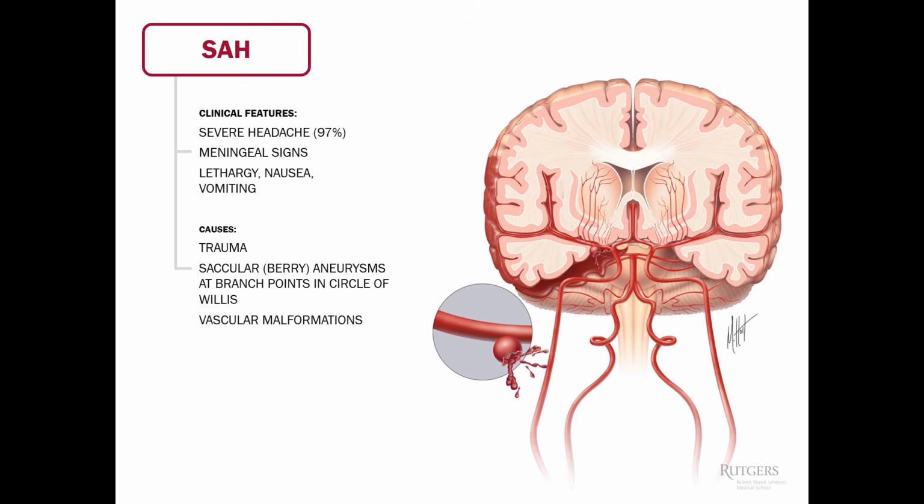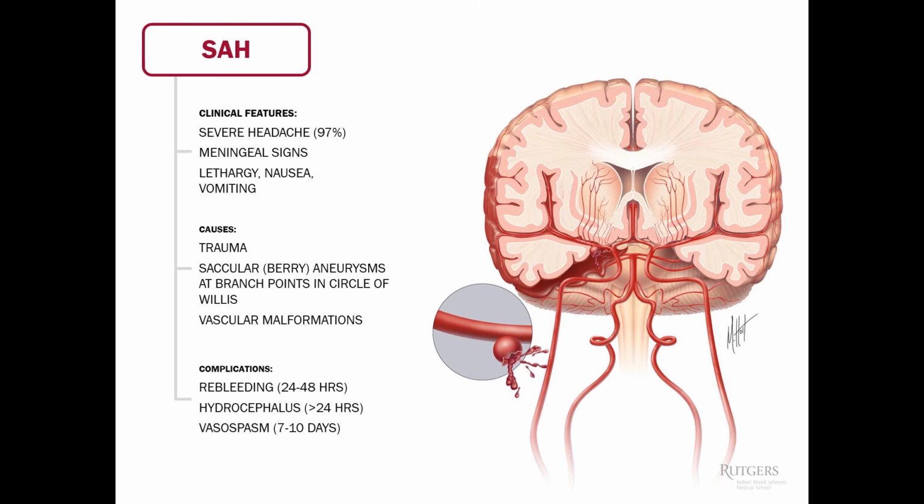Now, these occur at the branch points in the circle of Willis, where the hemodynamic stresses of turbulent blood flow are the greatest. Makes perfect sense. Vascular malformations, such as the AVMs we discussed, can also rupture into the subarachnoid space.